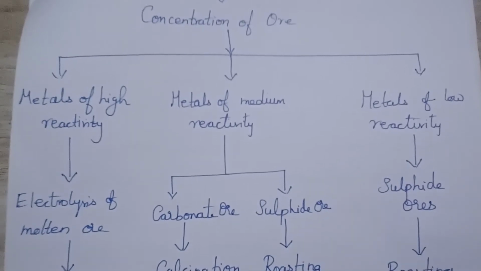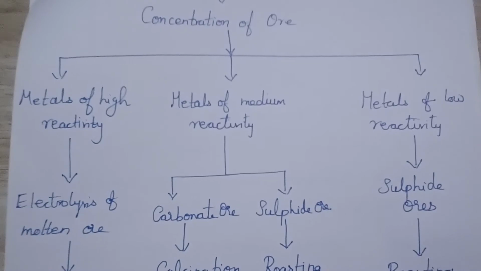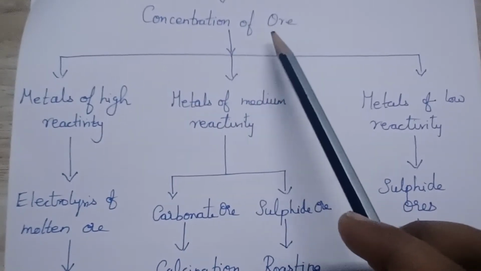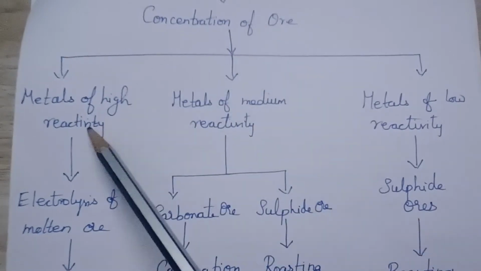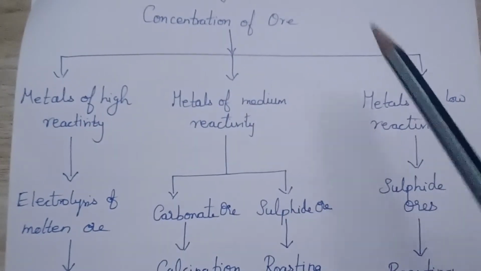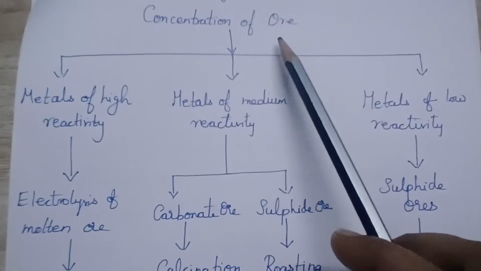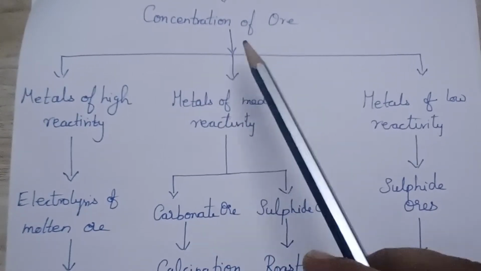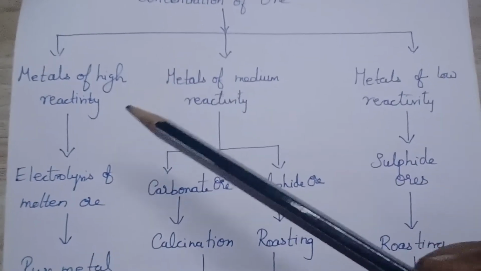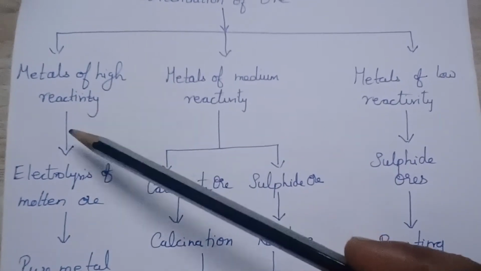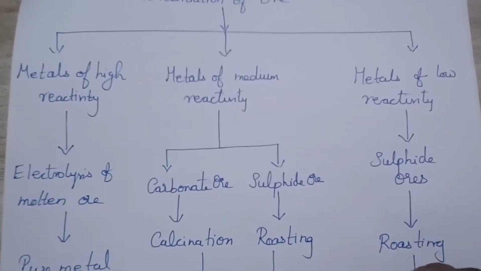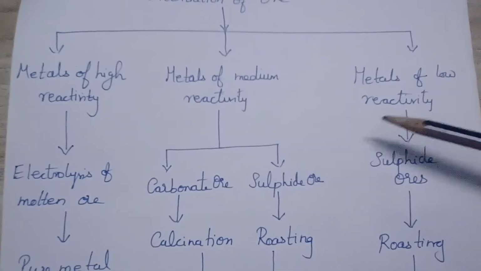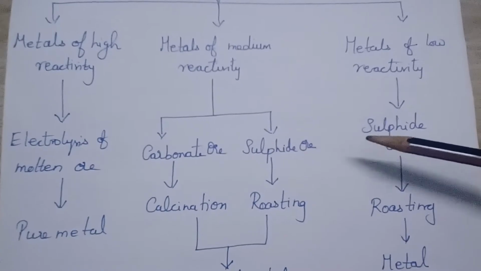Okay, so what is the next process in the extraction of metal? After concentration, whatever the ore may be, whatever the type of metal, based on the reactivity, first the ore has to be concentrated, that is, the impurities have to be removed from the ore. Next, metals with high reactivity will go for electrolysis. But for metals with medium reactivity and low reactivity, we will be converting this.